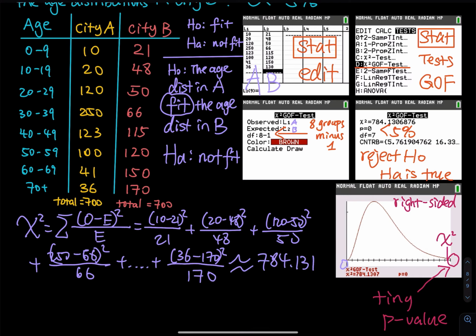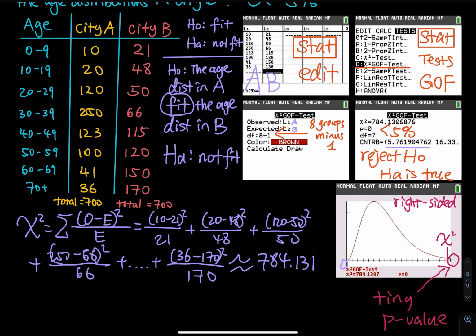784.131, right? And then the p-value is extremely small. The CNTRB, the first one is 5.76, right? So if you take 10 minus 21 squared divided by 21, you will get 5.76. So that's what the CNTRB is for.